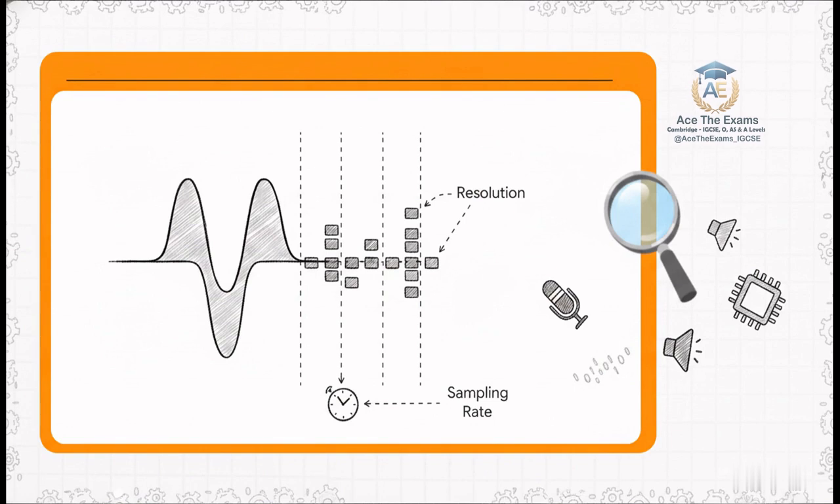There are 2 critical definitions you must memorize and do not get them confused. First, sampling resolution. This is the number of bits per sample used to represent the amplitude, or the loudness, of a sound.